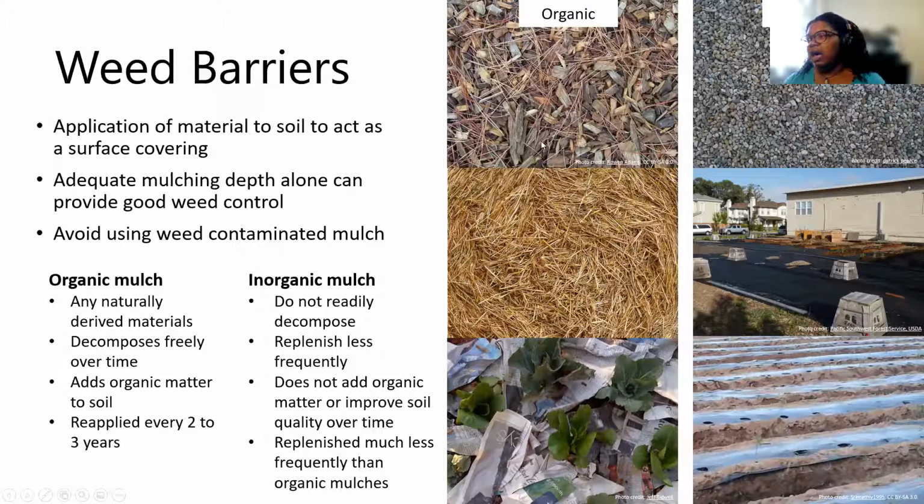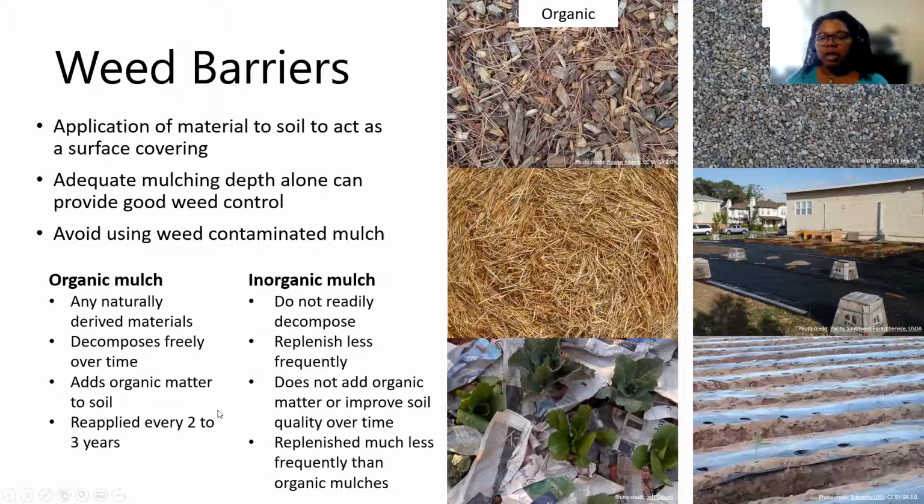So on the top, we have wood chips. In the middle, we have dry straw mulch, and on the bottom we have newspaper. Newspaper can work as a mulch. On the right, we have some inorganic mulches. So we have gravel, landscape fabric, and black plastic mulch.